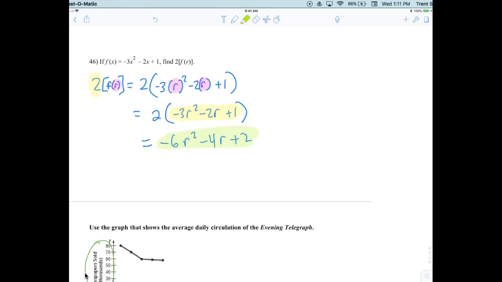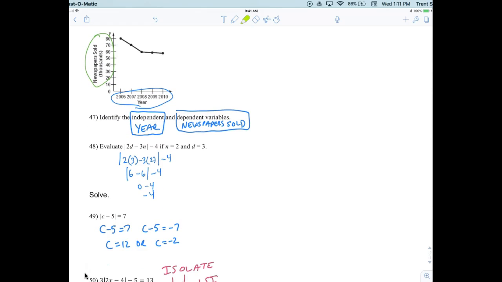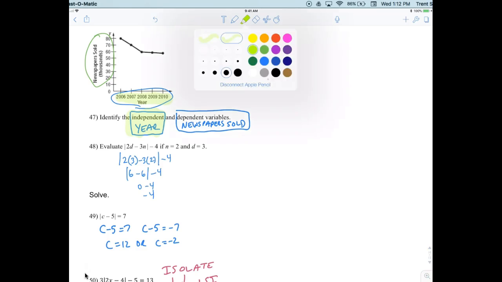All right, let's continue on. Now, for those of you who forgot 47, you just forgot independent and dependent. Remember, the x is always the independent. Your y depends upon whatever the x is. So that's just something you have to remember. Your x, in this case, is the year, and the y is the newspaper sold. Everybody good with this?